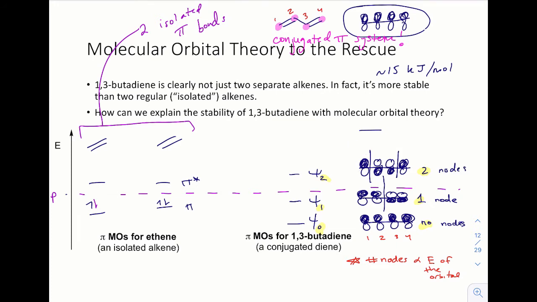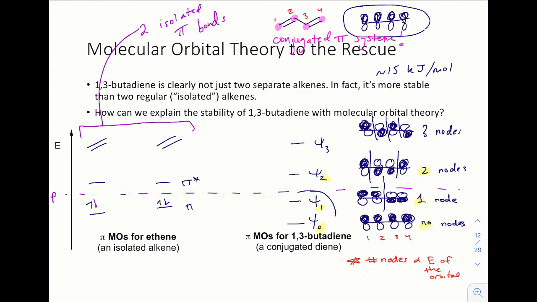And then finally, the highest energy pi molecular orbital made from these 4 p orbitals will have 3 nodes. So there is a node between every adjacent p orbital, and we'll call that psi 3. The difference in energy between each pair of orbitals should be about the same. My drawing is not perfect, but it should be about the same.